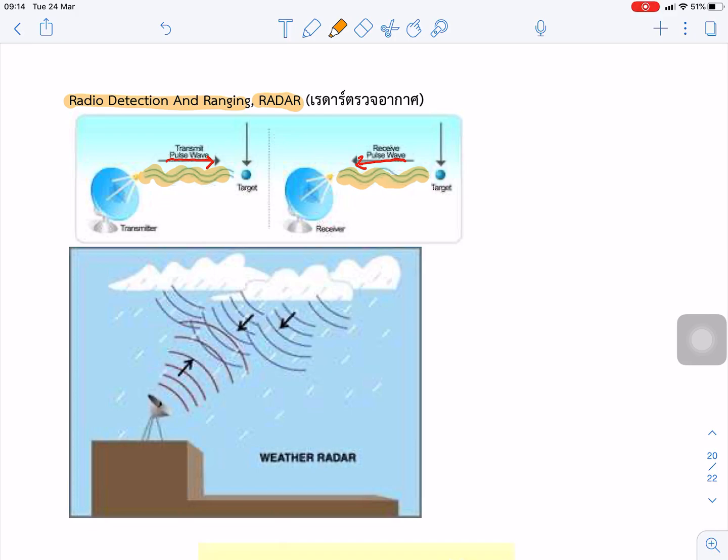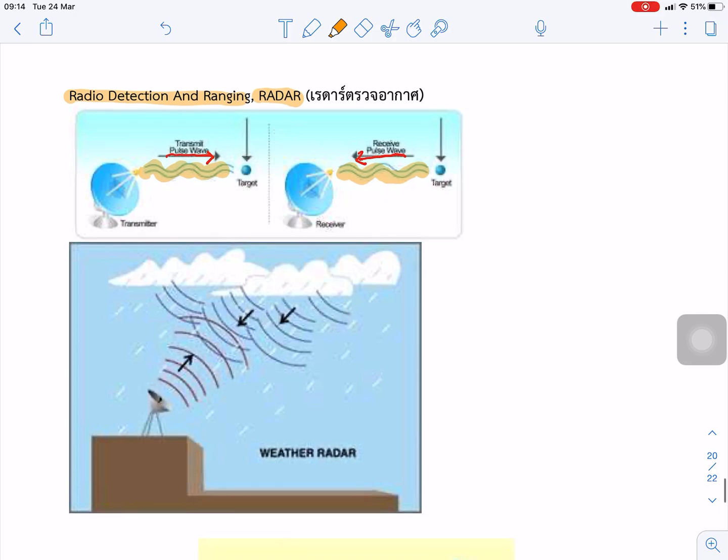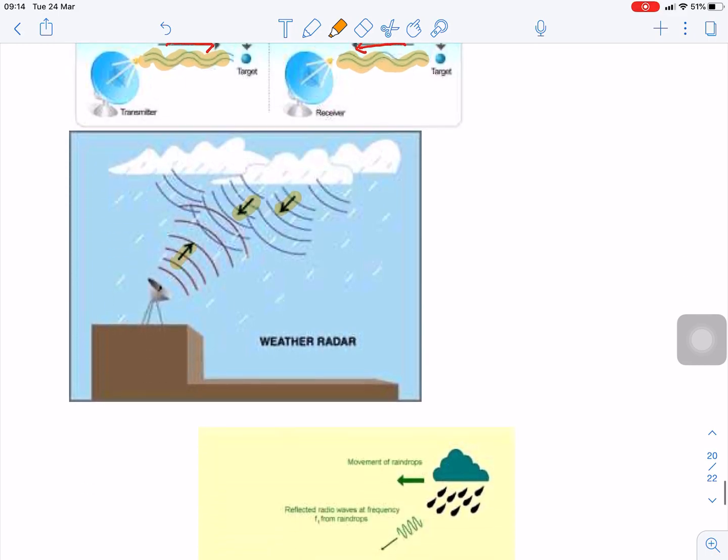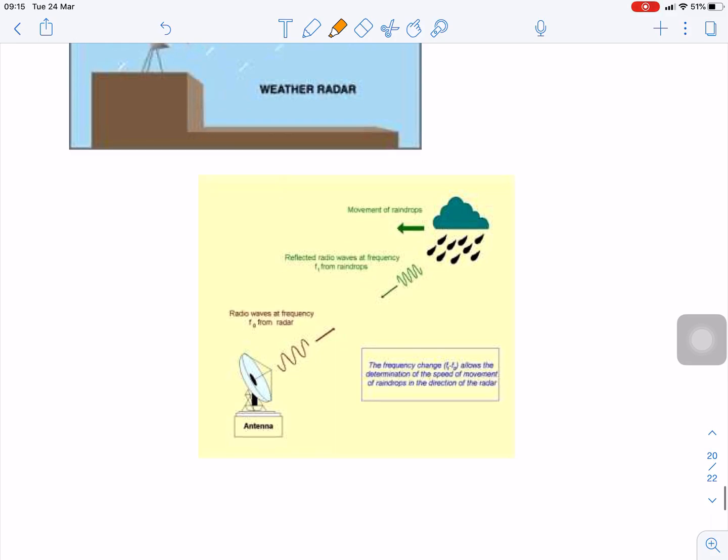For rainfall, it looks like this. They send the signal to the cloud and get reflection from the cloud back to the radar. They just send the radio wave to the cloud, and because of the reflection, the frequency of the wave is changed. So based on the change of frequency, we can estimate the size of the cloud, and we can estimate the rainfall that comes from the cloud and the movement of the cloud.